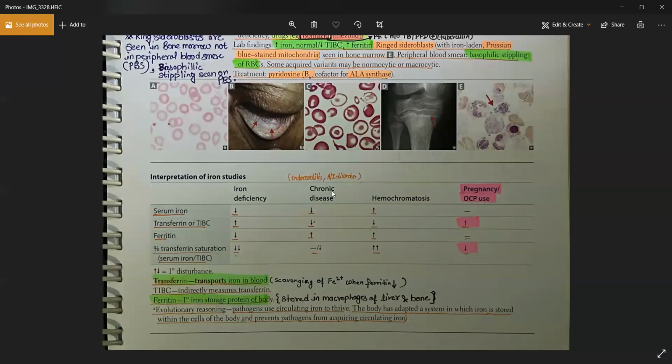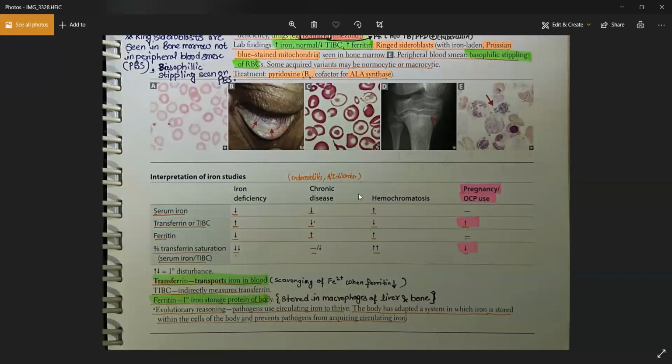In case of anemia of chronic disease, you will have a low serum iron, because all of the iron will be sequestered in the macrophages and the bone marrow, right? So you will have high ferritin levels, but low serum iron. Apart from that, you will have a low TIBC, because the iron stores are full. So the affinity of the transferrin will be decreased. That means the TIBC will be decreased. For the saturation, you will have either a normal or a low saturation.